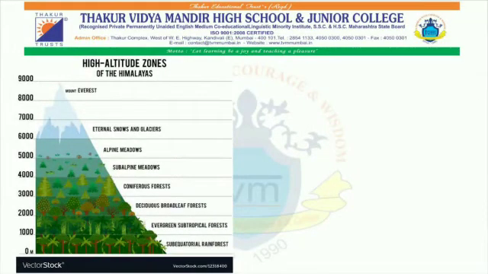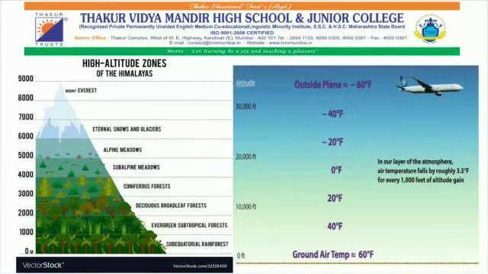So here I have explained it. As you go towards higher altitude, the temperature becomes lower and vice versa. You can see there is minus 40 degree Fahrenheit at 30,000 feet height, and at 10,000 feet of height there is 40 degree Fahrenheit, that is the temperature in the atmosphere.